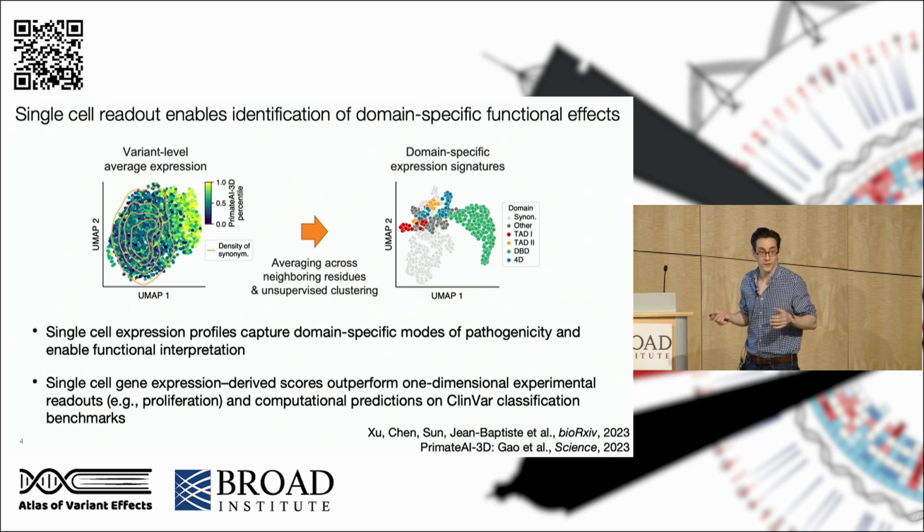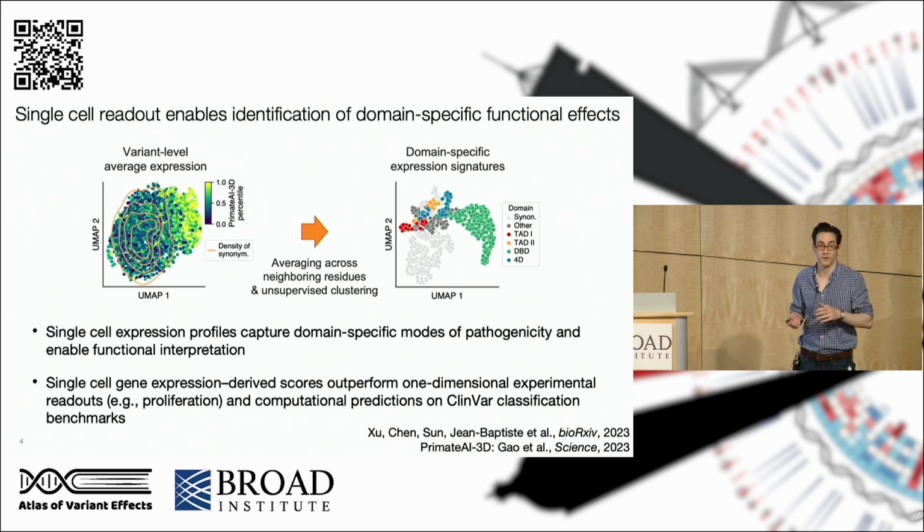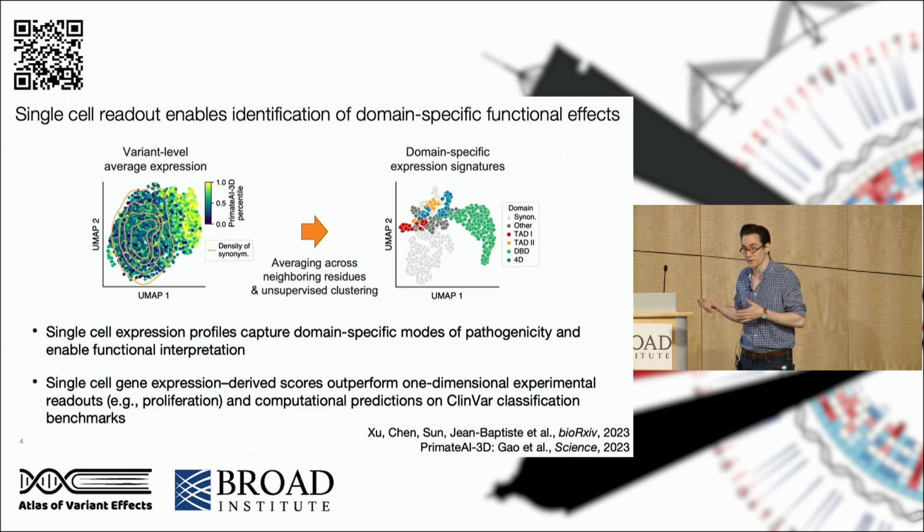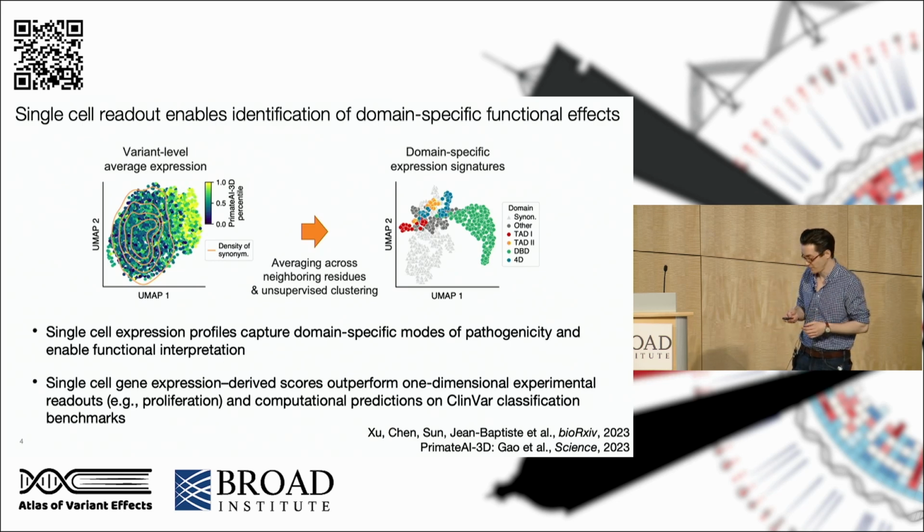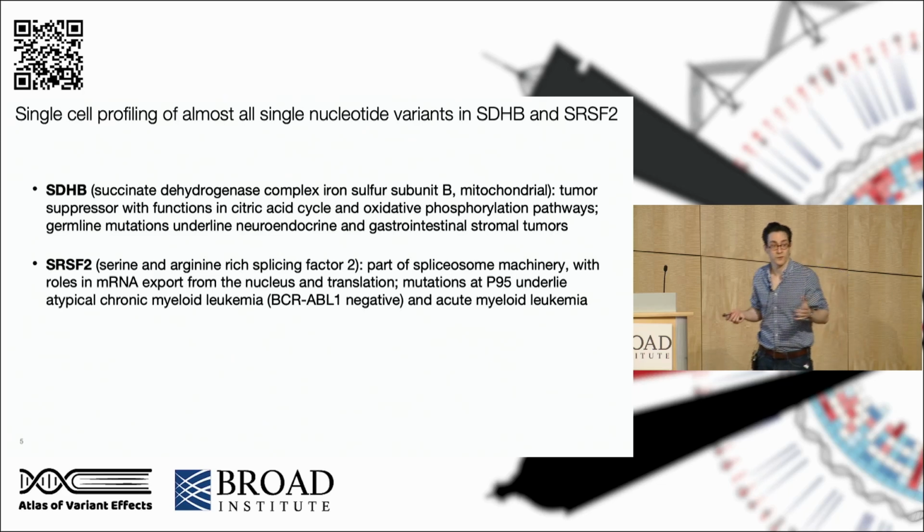And we've benchmarked this. I won't go into the details today, but you're welcome to check out the preprints, against existing experimental scores for the genes we looked at, as well as a wide range of state-of-the-art computational predictors, and showed that the single-cell expression-derived scores systematically outperform the other predictors. And so what I'd like to do today is give you a glimpse into the results that we've obtained for 2 new genes we've looked at.